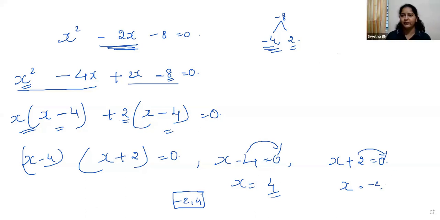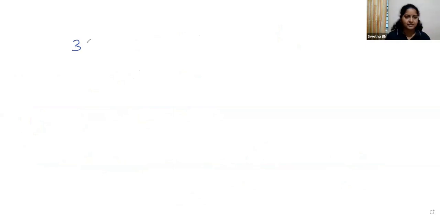Okay. Did you understand, Shreya? Yes, ma'am. Shall I give one more sum? Okay. Yes. Both should get the answer. 3x squared minus x minus 4 is equal to 0. Yes. Right, it is in the form of ax squared plus bx plus c.